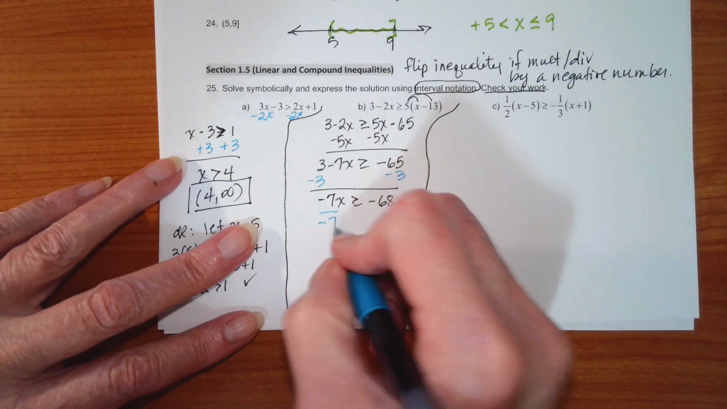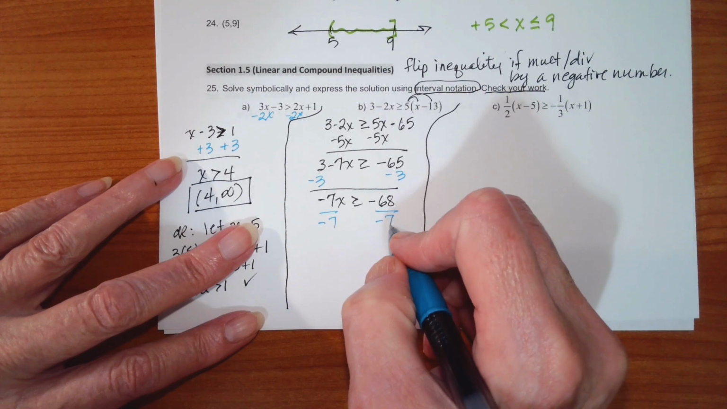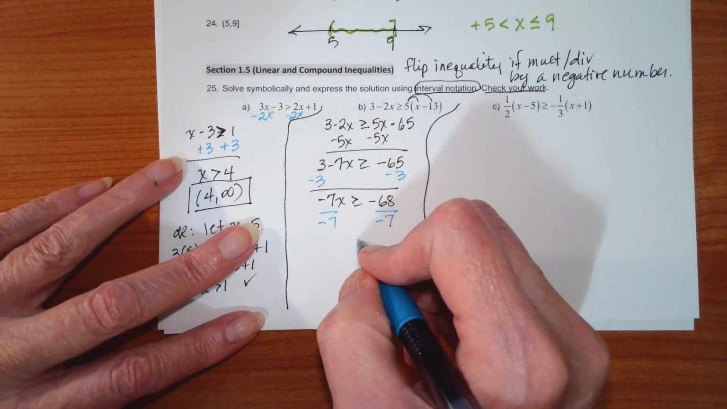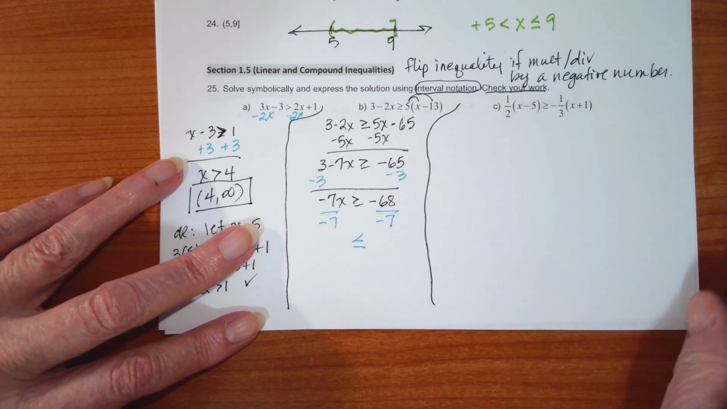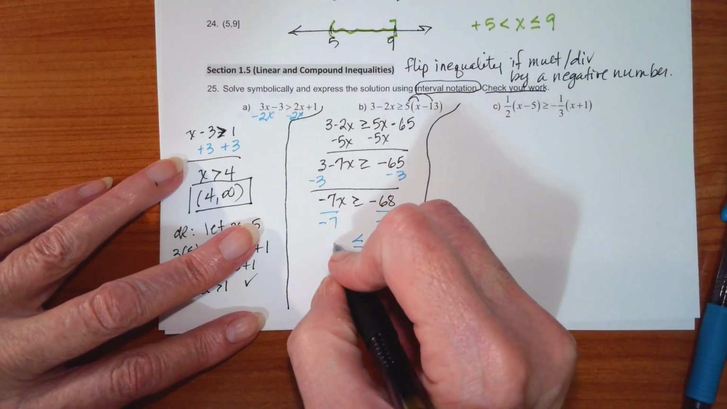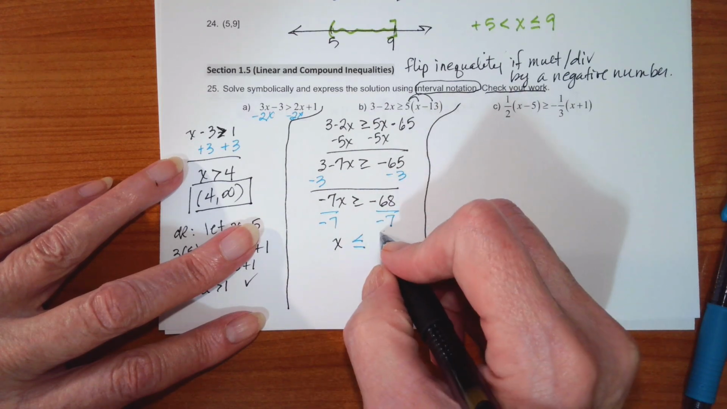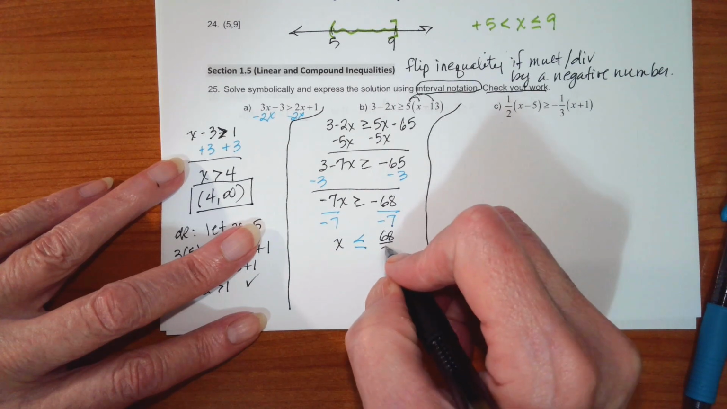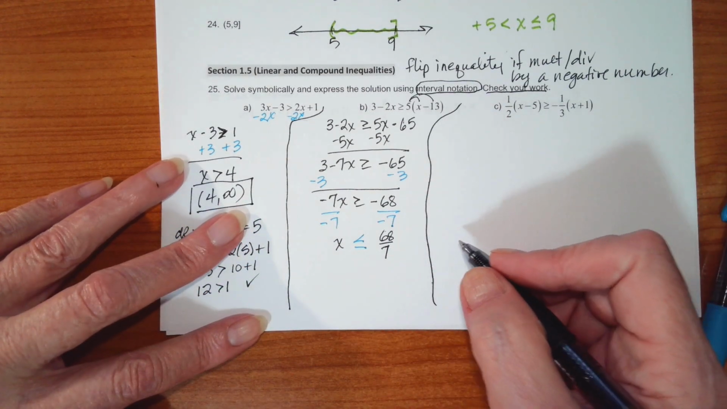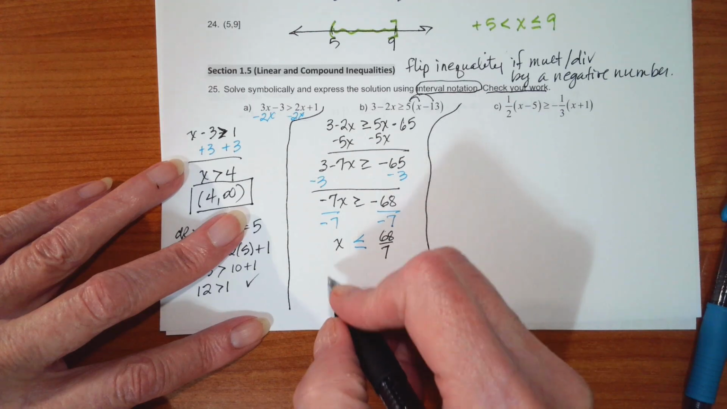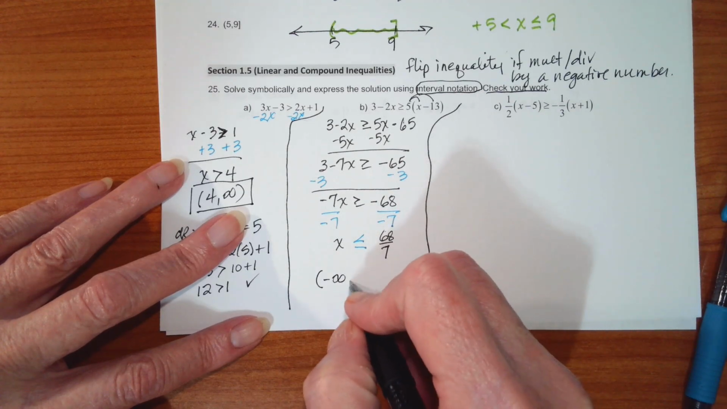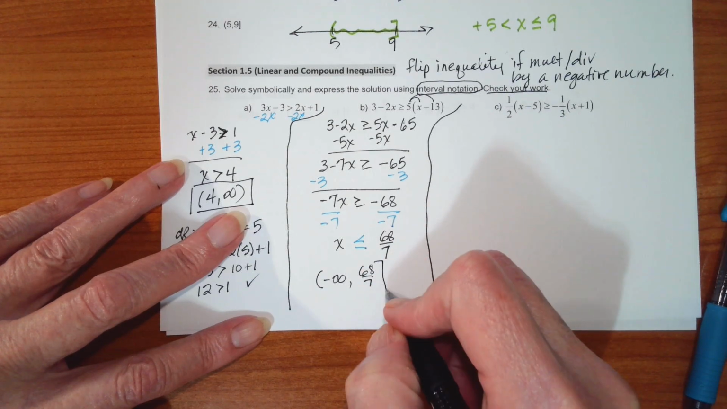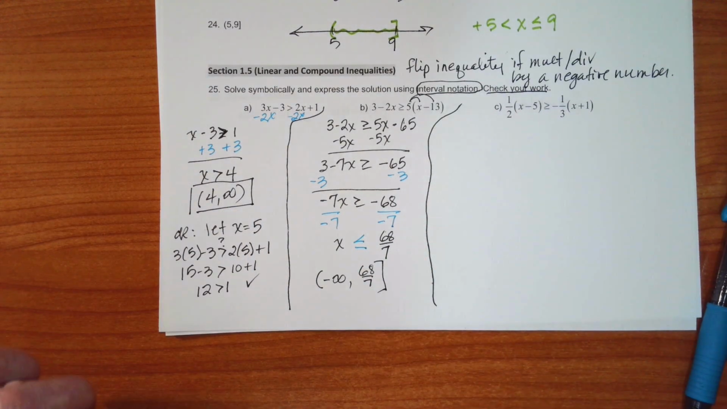Here I'm dividing by a negative 7. So that means my greater than or equal becomes less than or equal. And I have x is less than or equal, negative divided by a negative is a positive, 68 over 7. So less than or equal means I go from negative infinity to 68 over 7. It includes that, so it's a bracket.